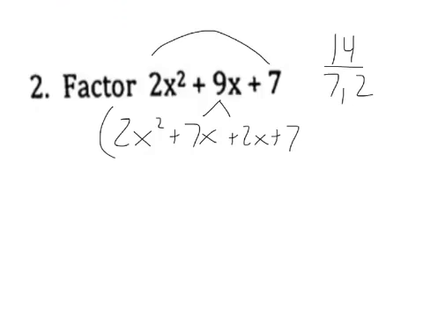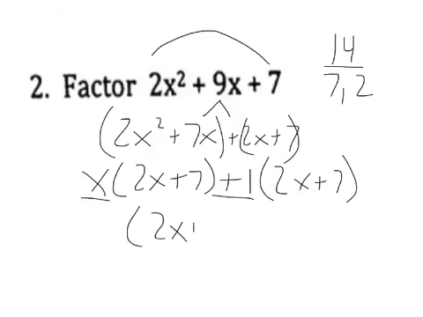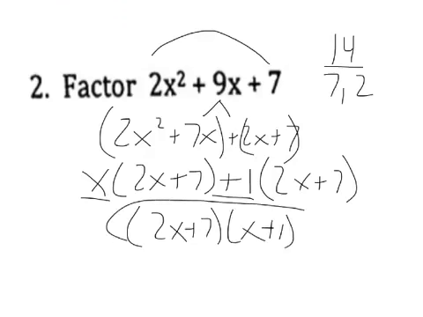And now I do grouping. Pull an x out of group 1. I can't pull anything out of the second group, but you might, piece of advice, if you can't pull anything out, you might want to pull a 1 out. It doesn't change anything, but it helps you with your final answer. Because now I see there's an x plus 1 that I'll have to have in one of the parentheses. There it is.